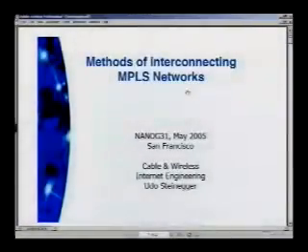This talk is about how to connect one service provider's MPLS network together with another service provider's network. These networks are designed to be interconnected according to RFC 2547bis, which is layer 3 VPNs. No public internet stuff.